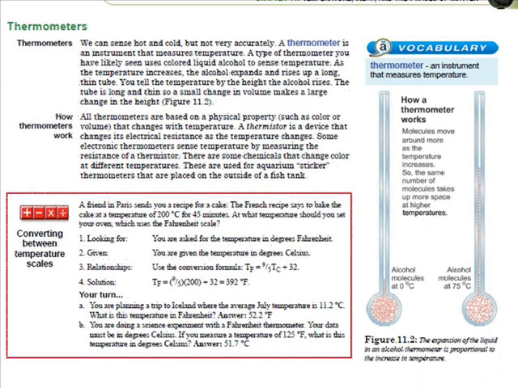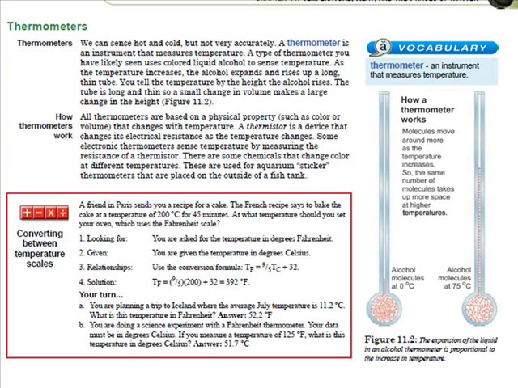We can sense the cold, but not very accurately. A thermometer is an instrument that measures temperature. A type of thermometer you have likely seen uses colored liquid alcohol to sense temperature. As temperature increases, the alcohol expands and rises up a long, thin tube. You can tell the temperature by the height the alcohol rises. The tube is long and thin, so a small change in volume makes a large change in the height, figure 11.2. All thermometers are based on a physical property such as color or volume that changes with temperature.